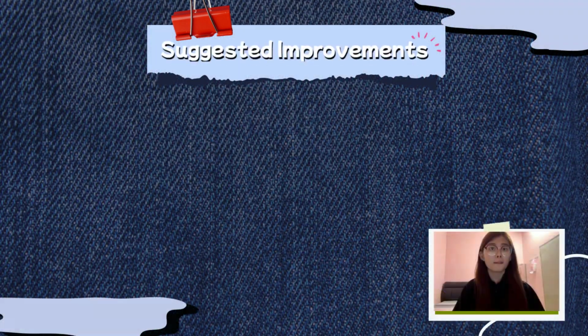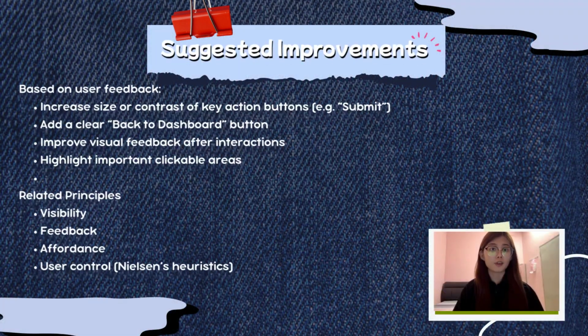Suggested improvements based on the feedback received. Several improvements were suggested. These include increasing the size of important action buttons such as the submit button, adding a clear back to dashboard button, improving visual feedback after interaction, and highlighting important clickable areas. These suggestions align closely with usability principles such as visibility, feedback, affordance, and user control as described in Nielsen's usability heuristics.